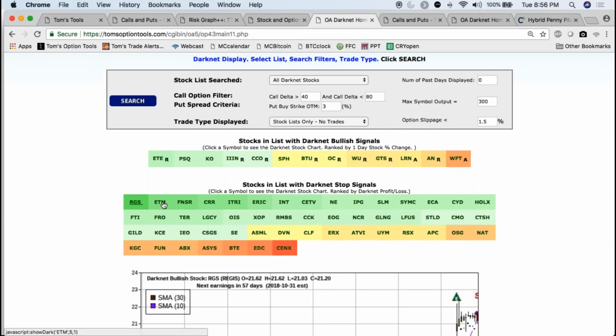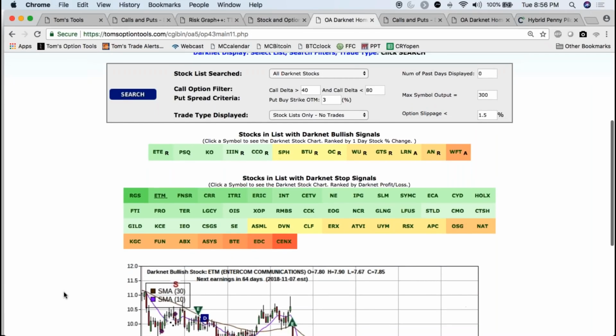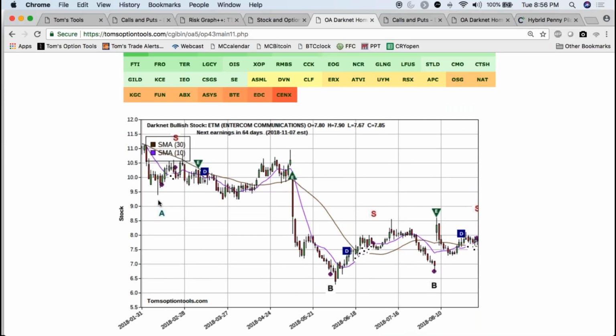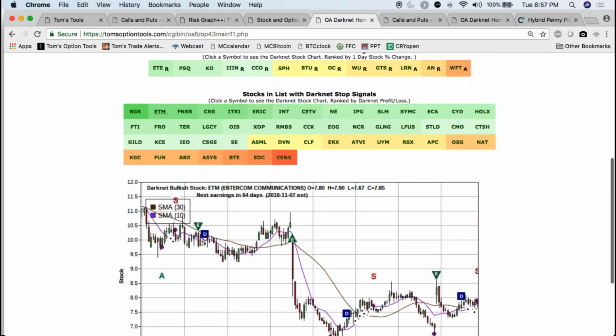All right, ETM. This is for those of you that want to follow along and kind of back test. This is a great way to do it. Look here, add on sell. Here's a buy and a sell. Here's a buy and here's a sell. Okay, so all those trades were winners. Let me move along here. Let's just see if I can find something.